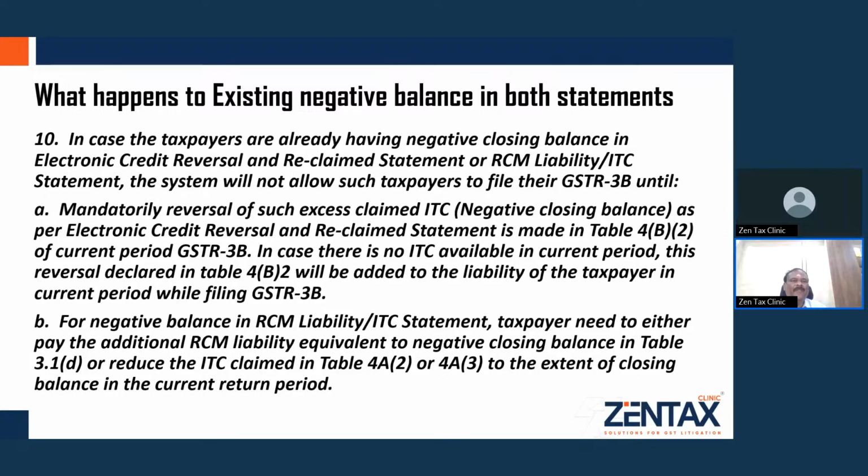If there is an existing negative balance, you have to make the payment or you have to adjust it in the ITC. For that, there is a mandatory reversal of the excess ITC or negative balance, which has to be made in table 4B2. You have to make that adjustment. And the same thing applies for the RCM liability and ITC statement also. So this is the important aspect.